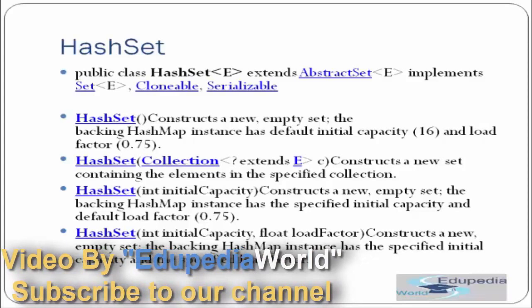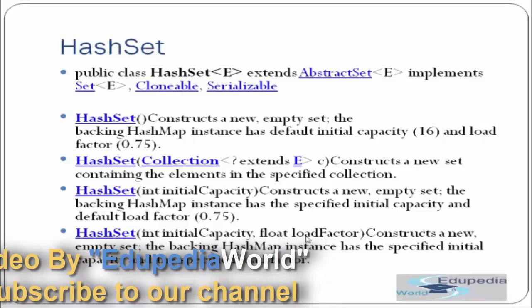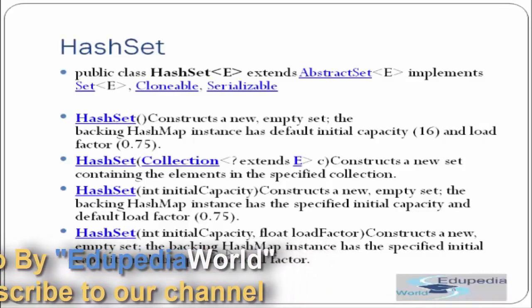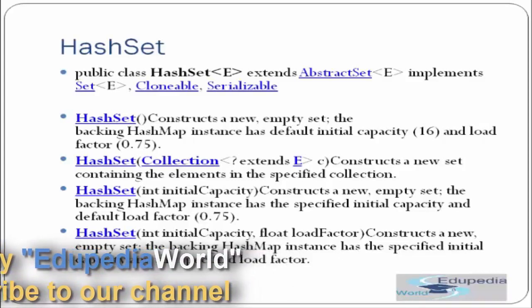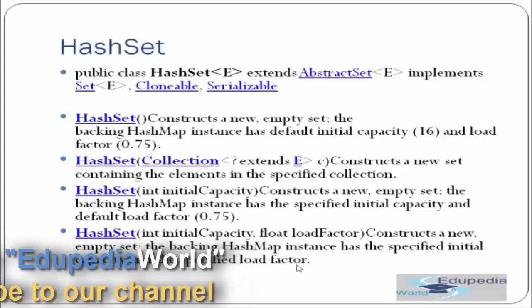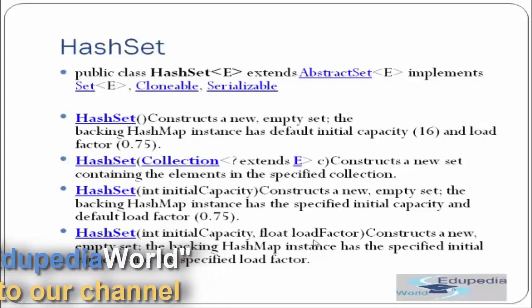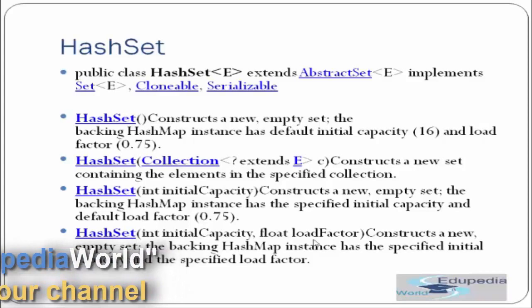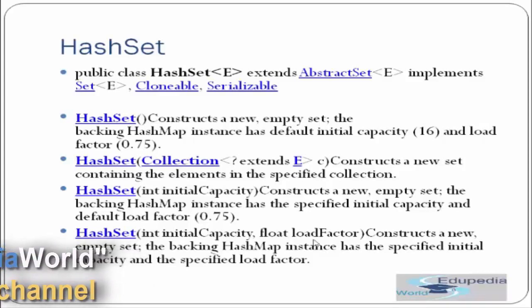Then again we have a constructor of hash set which is taking initial capacity as well as the float load factor. So now this will construct an empty set backed by a hash map instance which has a specified initial capacity and also a specified load factor. So you can define your own initial capacity and your own load factor. Suppose I want to define initial capacity as 10 and load factor as 0.50. So as soon as 50% is filled, my capacity should increase. Okay, so I can do that also.